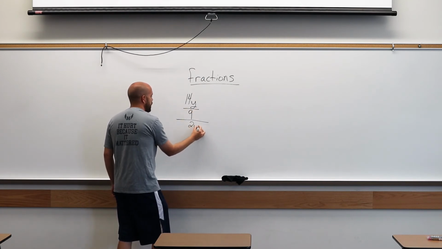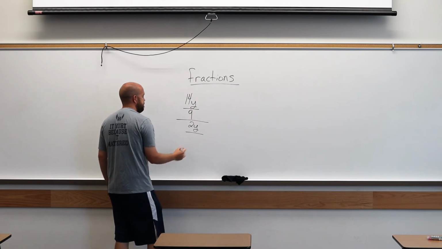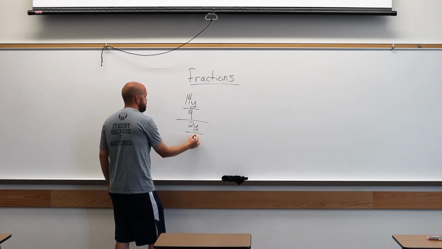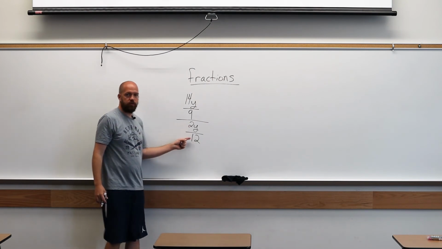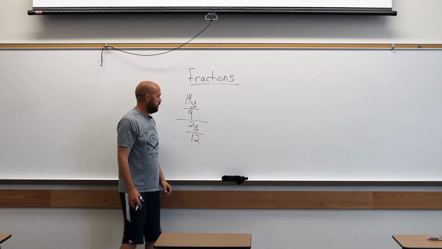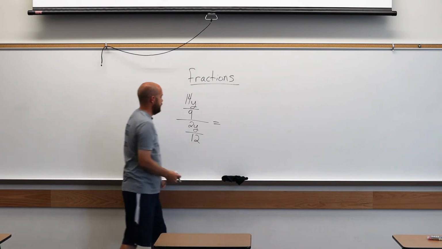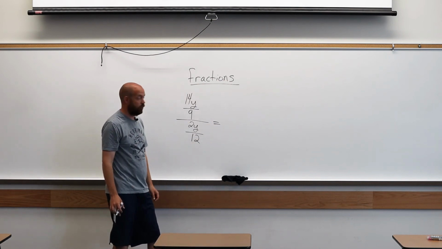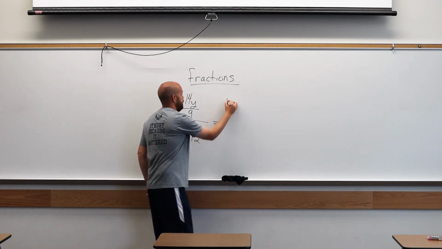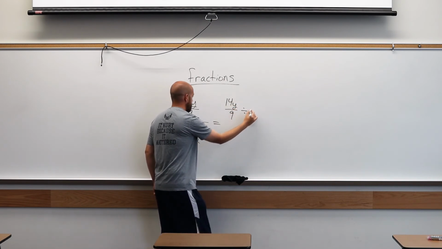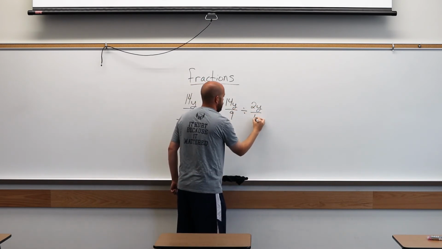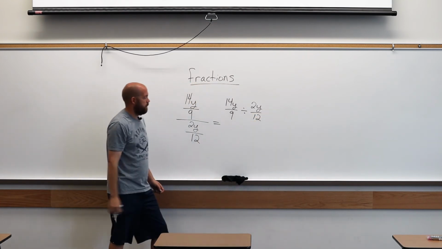Let's go with 2y divided by 12. That looks fun. I know I could reduce this right now, but just for practice sake, we're going to go ahead and write this. So really, I don't like seeing this. It's just too ugly. So we got 14y over 9 divided by 2y over 12.